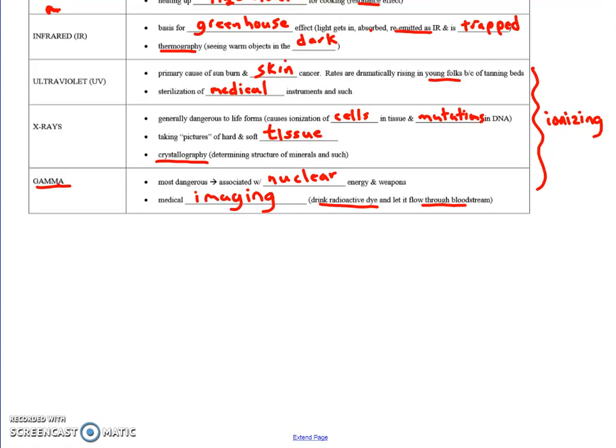Okay, so that's just a simple summary of the electromagnetic spectrum and how the different parts are applied here on Earth. I didn't talk about the astronomical stuff. We did that in class. Hopefully that gives you a pretty good idea.